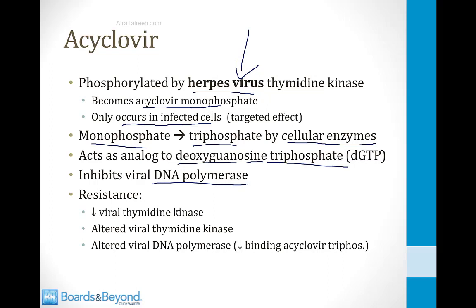The way that viruses develop resistance to this medication is by decreasing the amount of thymidine kinase that the virus produces, because that first step won't happen if there's less of this enzyme around. Also, they alter their viral thymidine kinase so that they won't phosphorylate this drug. And finally, sometimes the virus will create altered DNA polymerase molecules that don't bind acyclovir.